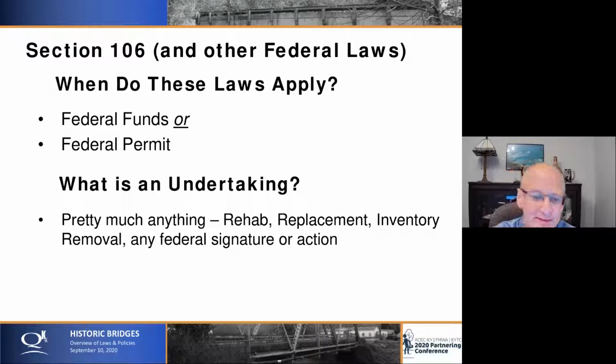Another question that I was surprised at some of the answers I get is, what is an undertaking? Well, that's pretty much anything. Rehab, replacement, inventory removal, really any federal signature or federal actions. I've had some people say, well, hey, if we're just rehabbing the bridge, then Section 106 does not apply. And that is not true. Rehabbing is indeed an undertaking if you have federal funds or a federal permit.